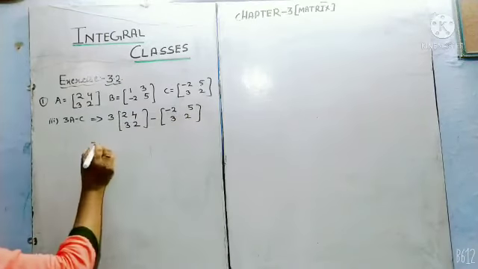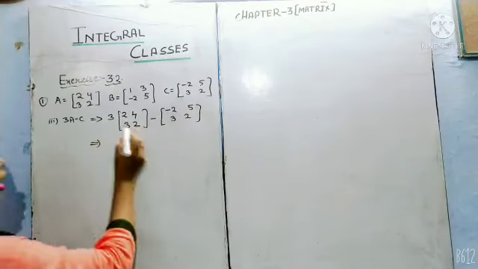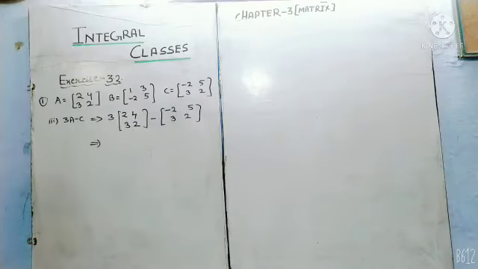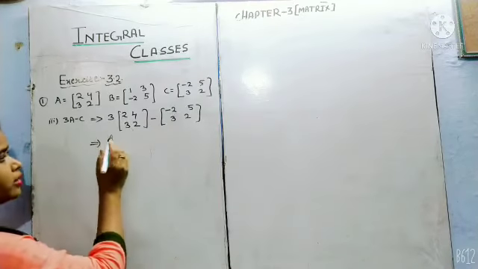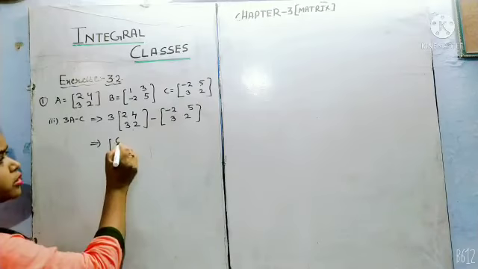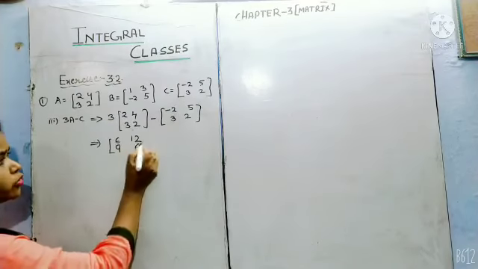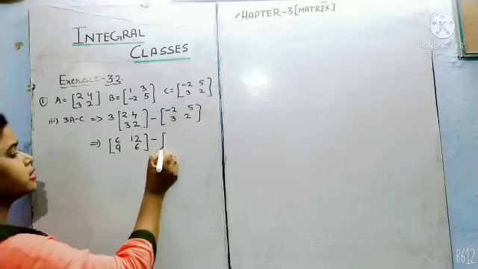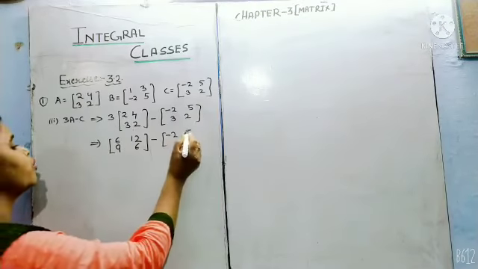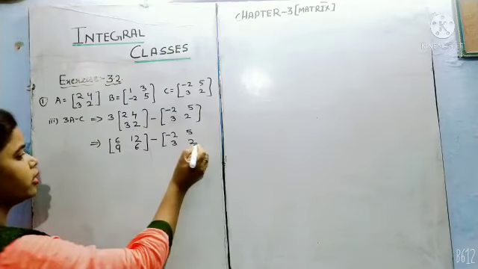Now, first we will multiply A matrix by 3. All elements we will multiply by 3. So it will become 3 times 2 is 6, 3 times 4 is 12, 3 times 3 is 9, 3 times 2 is 6. Minus 2, 5, 3, 2.